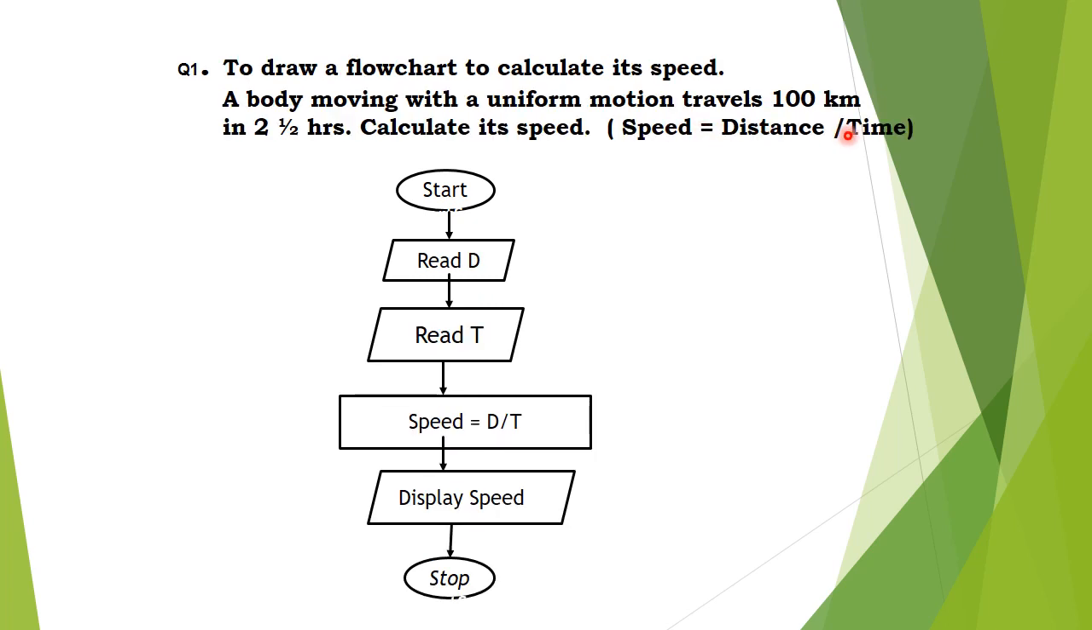Speed is equal to distance by time. Start again in an oval shape. It's reading D and reading T. Both variables are read, D and T, that is distance and time. It calculates speed in the rectangle shape. Speed is equal to distance by time, D by T. Then again display speed. Again stop.